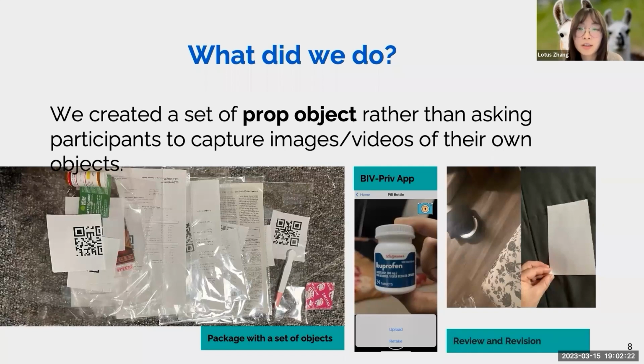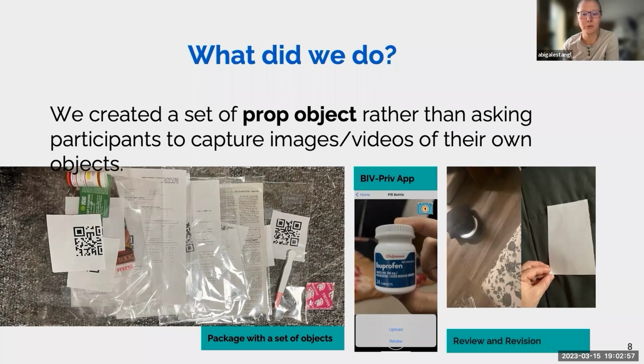Objects were all attached with a QR code and a Braille label that participants can use to access the object names. For this project, participants also got a data collection infrastructure called BIV-Priv app that helped them identify those prop objects by either QR code or Braille label and perform photography of those objects and share with us in a privacy-preserving manner. Once a participant captured an image or a video using the app, we reviewed the content to make sure it met 3 criteria.